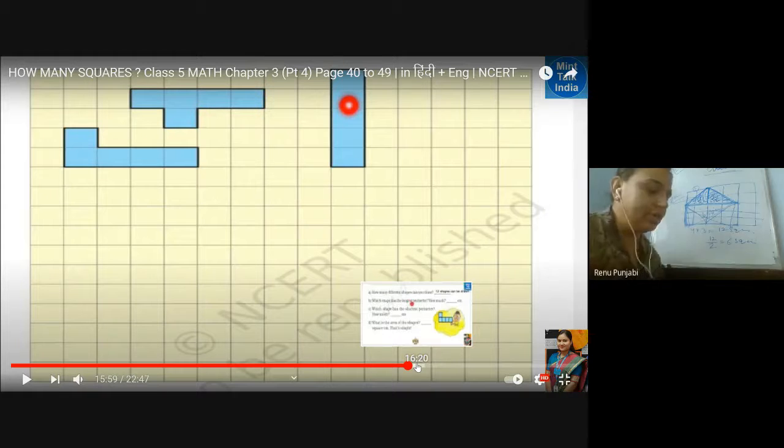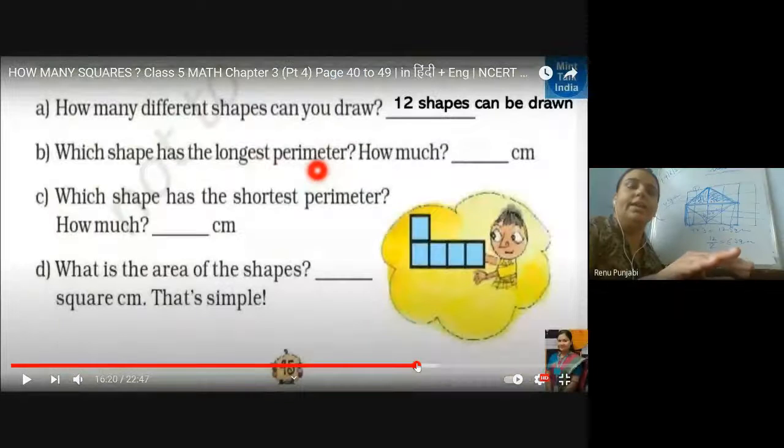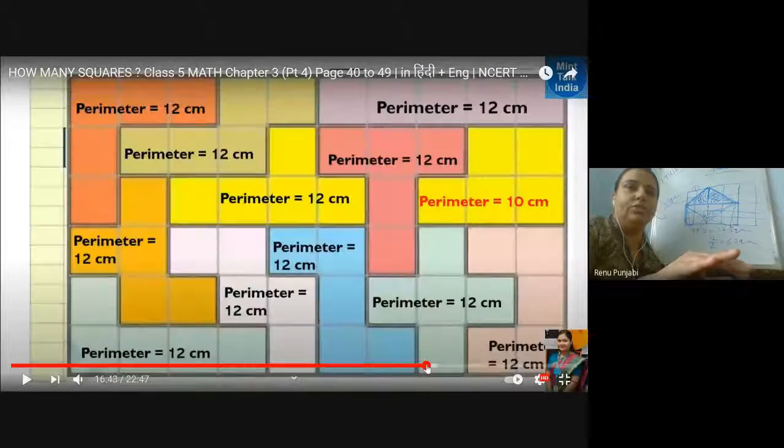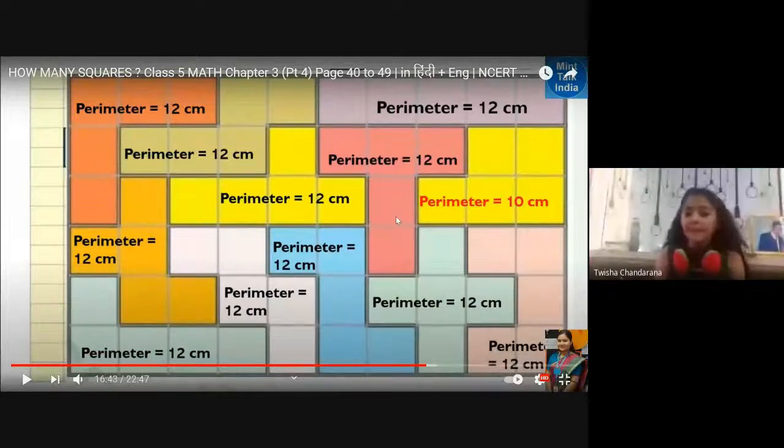You can arrange by using these 5 squares. You can make 12 different shapes, and many more rectangles you can make. I'll show you how you can arrange them in 12 different ways.